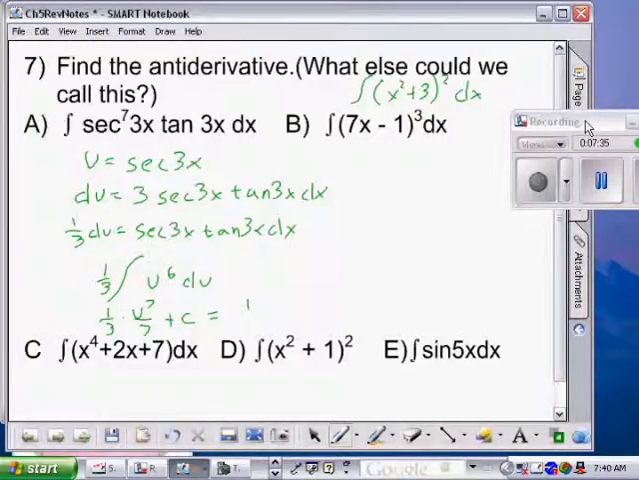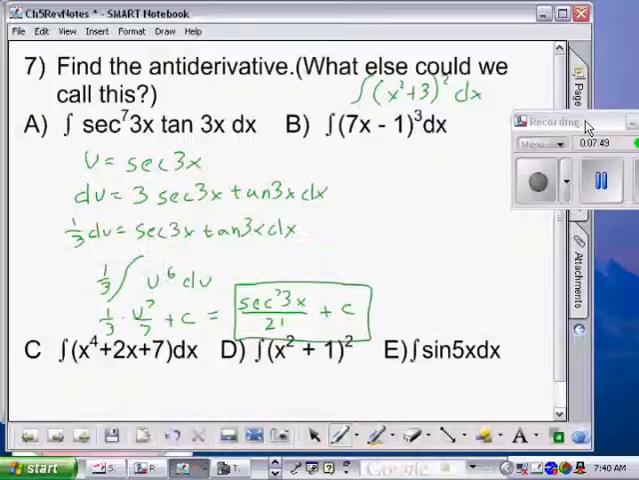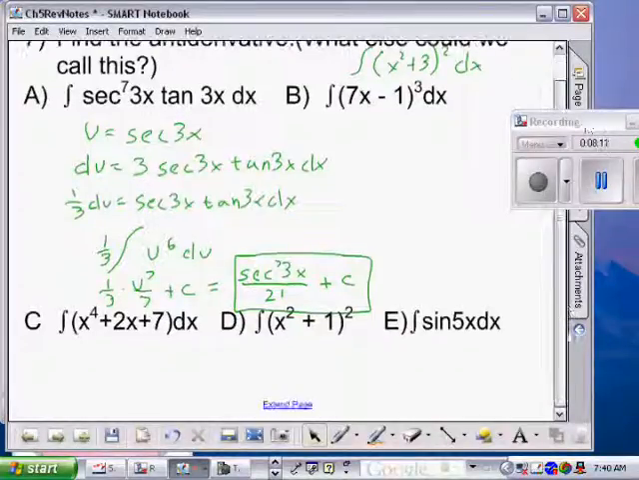So I have secant of 3x. Now it's to the 7th, and you can either put it over 21 or you can put 1 over 21 outside, plus c. Don't forget your plus c's on these, because these are actually called indefinite integrals. Maybe that may be more what I'm looking for on what else could we call this. Do I need to do this one? That would become u cubed. I can maybe do that later if you need it, and I'll post it to the web, because I don't want to run out again on this one.